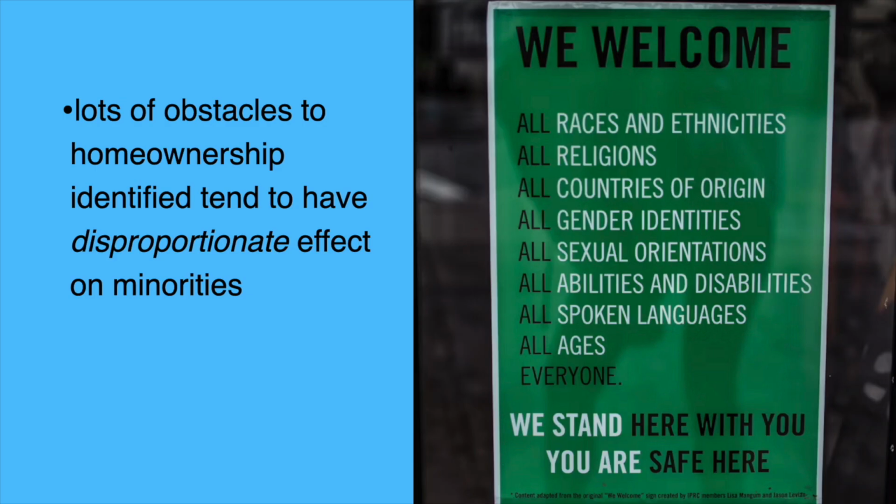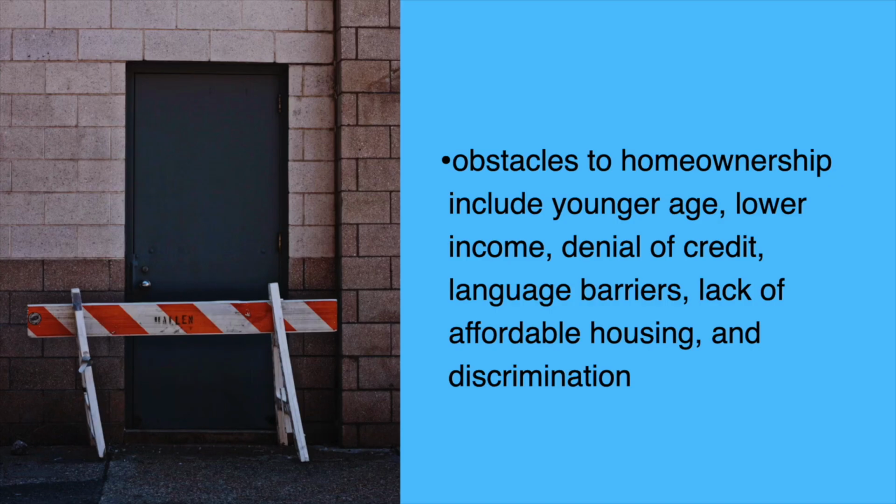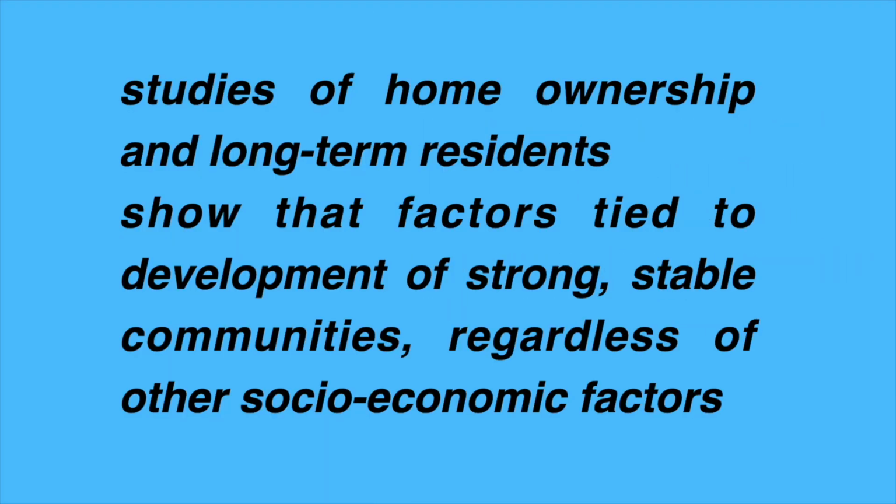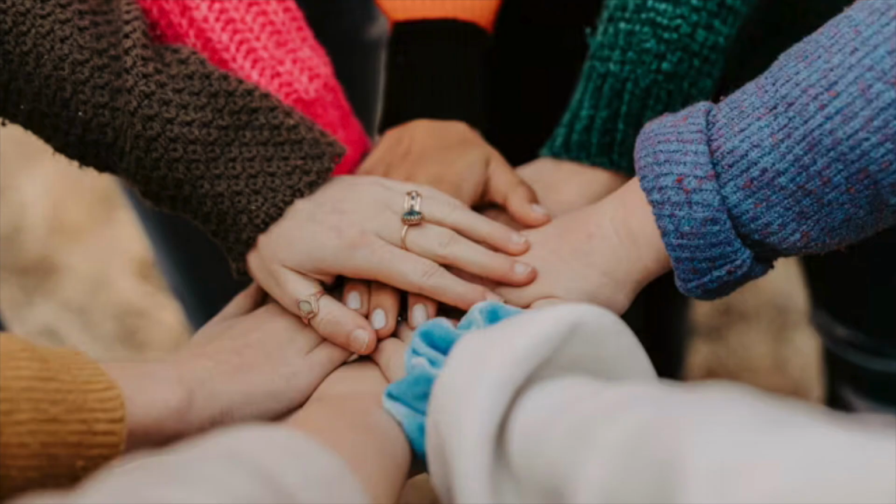A number of obstacles to home ownership have been identified, and these tend to have disproportionate effect on minorities. Obstacles to home ownership include younger age, lower income, denial of credit, language barriers, lack of affordable housing, and discrimination. Government loan programs, such as those run by the Federal Housing Administration and the U.S. Department of Veterans Affairs, are a critical component of introducing more homeowner opportunities for all of the underrepresented populations. Studies of home ownership and long-term residence show that these factors are tied to the development of strong, stable communities, regardless of other socioeconomic factors.